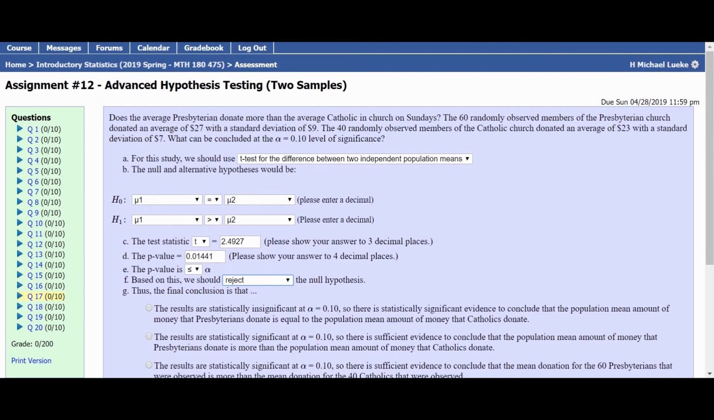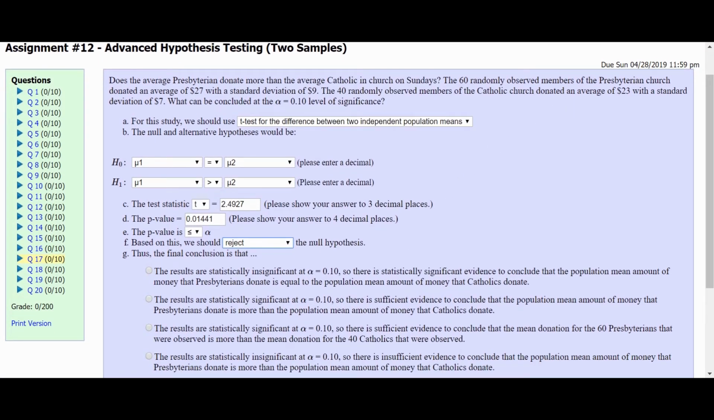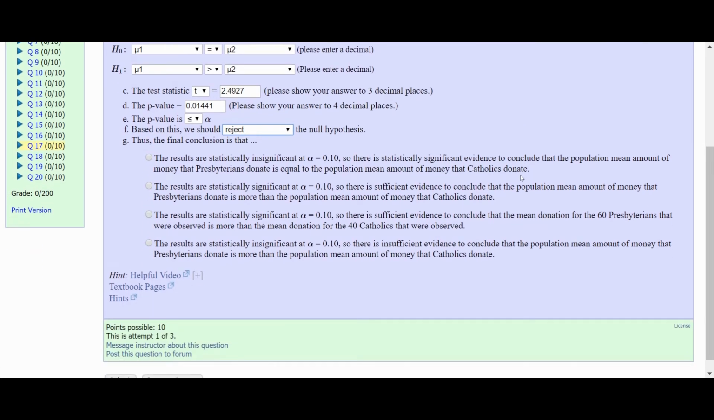And remember what we were trying to find out. Do Presbyterians donate more on average than Catholics do? Well, this data suggests that the Presbyterian mean of 27 is actually bigger than 23. That's not just a random fluctuation. So the question is, is there sufficient evidence to conclude that the population mean amount of money is more than the population mean amount of money that Catholics donate? And the answer is yes.